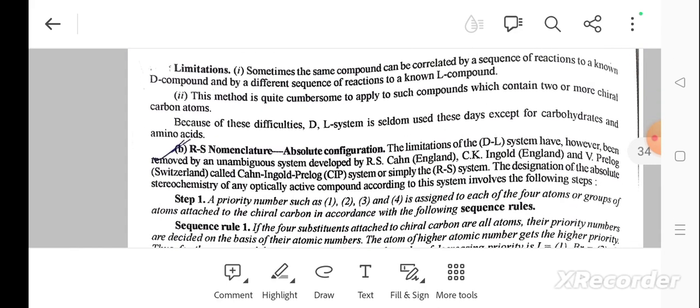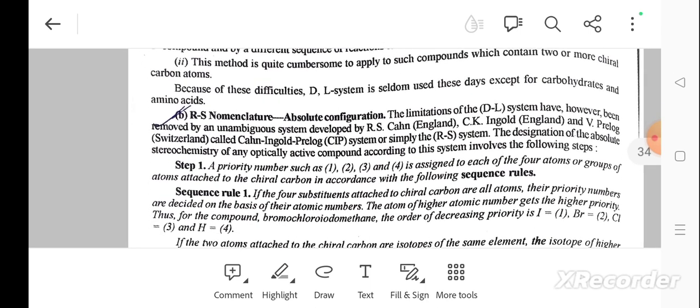Limitations. First, sometimes the same compound has been correlated by one sequence of reactions to be a D compound, and by a different sequence of reactions to be an L compound. This method is also quite cumbersome to apply to compounds which contain two or more chiral carbon atoms. Because of these difficulties, the D and L system is seldom used these days except with carbohydrates and amino acids.